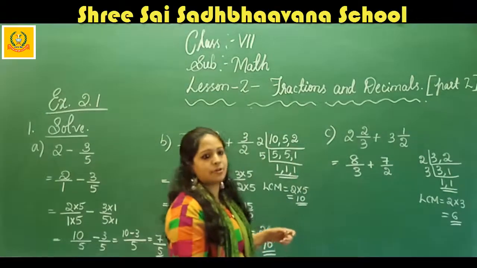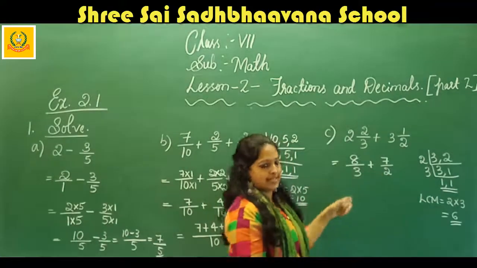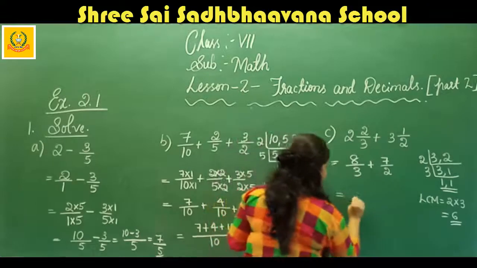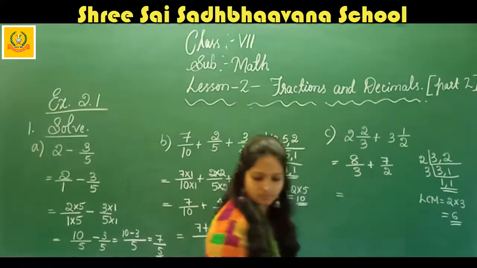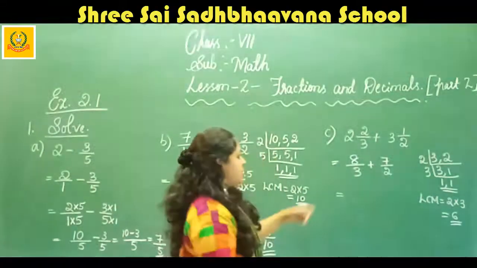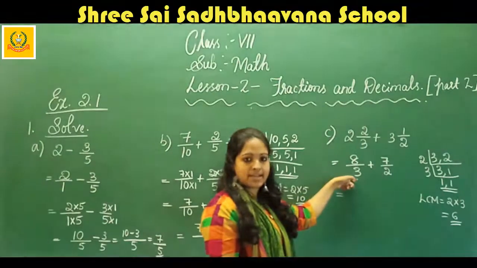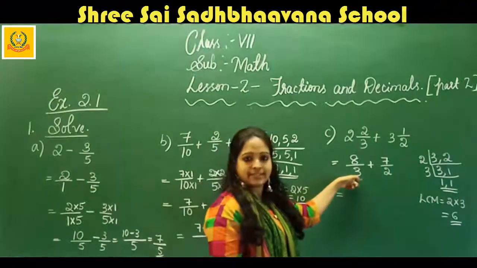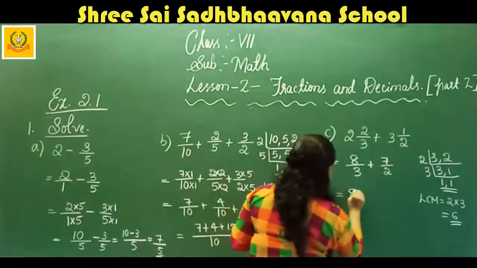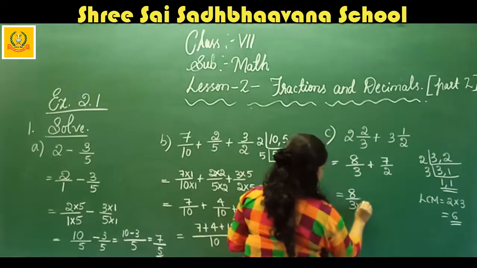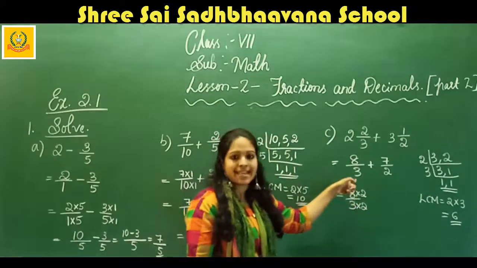That means what I have to do? I have to make the denominator 6 in both the cases. Okay? Yes. In order to make this 6, by which number I have to multiply here? So I have to multiply the 3 into 2. 3 2s are 6.